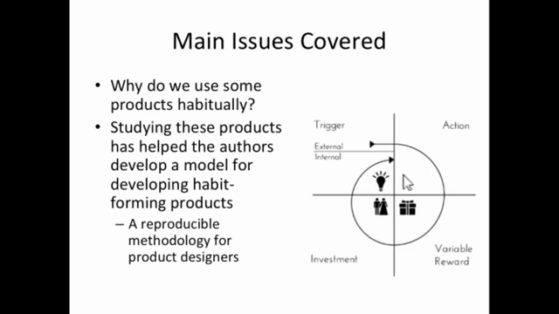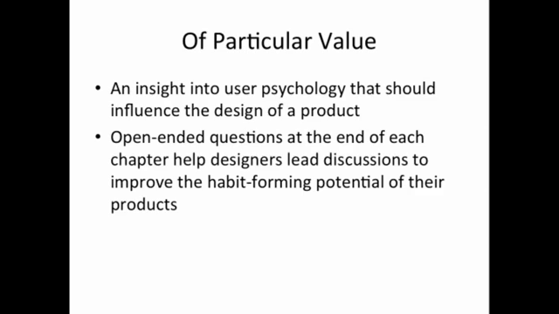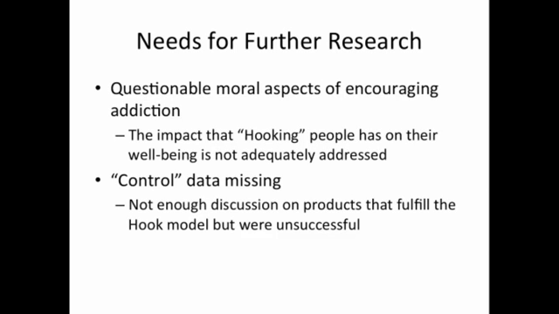The resulting hook model has 4 steps: a trigger that reminds users to use it, an action taken on the product, a variable reward, and an investment that leads to another trigger. By going through this cycle multiple times, the user forms a habit. This book provides great insights into the user's psychology while they're using the product. Authors also share discussion questions for teams designing products. I wish, however, that they had addressed the moral dimensions of creating addictive products more fully. It would have helped also if they had compared the successful products with unsuccessful ones to draw contrasts.